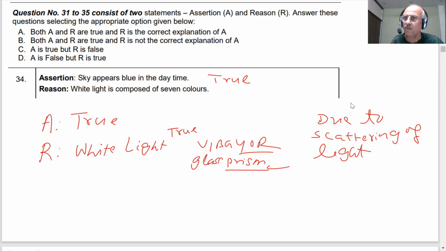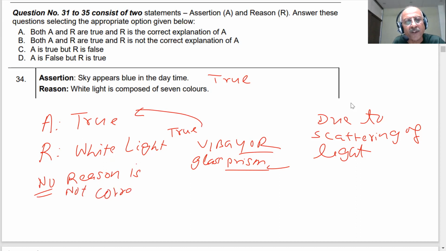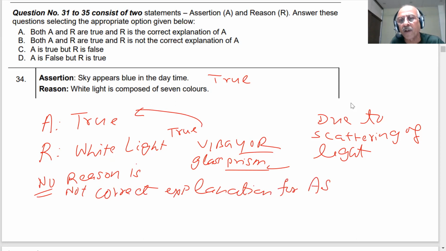Now both are true. The next question is, is that the correct explanation for the sky being blue, student? Is it the correct explanation? No. The reason is not the correct explanation for the assertion.